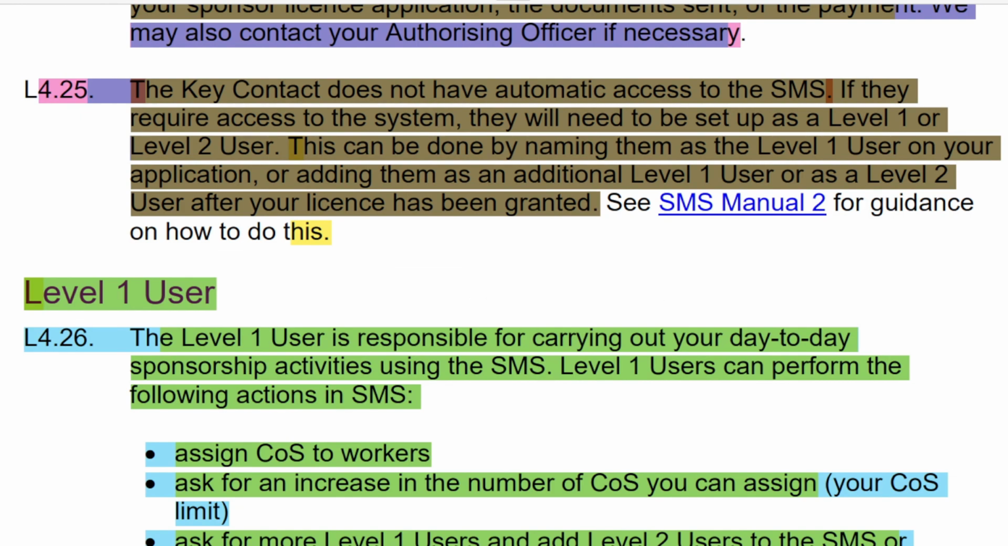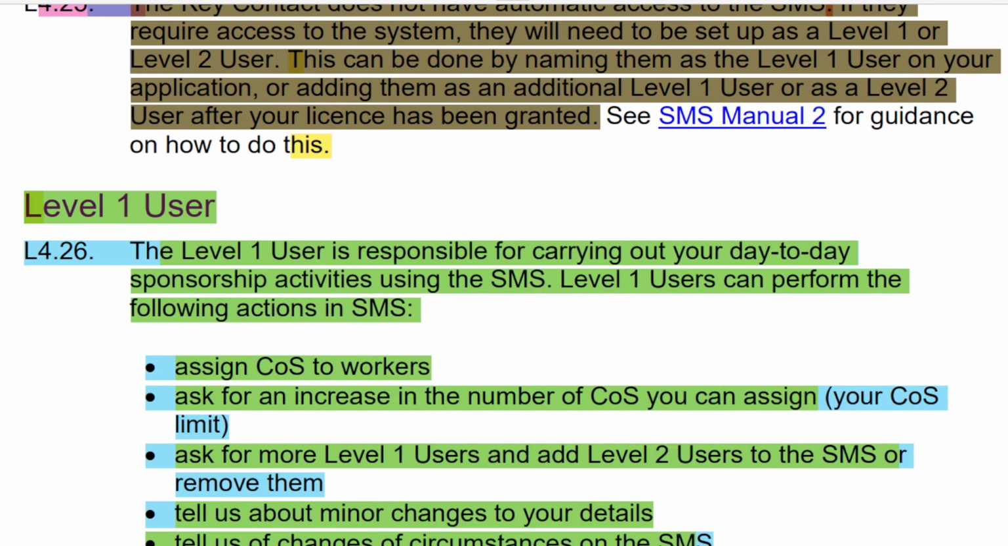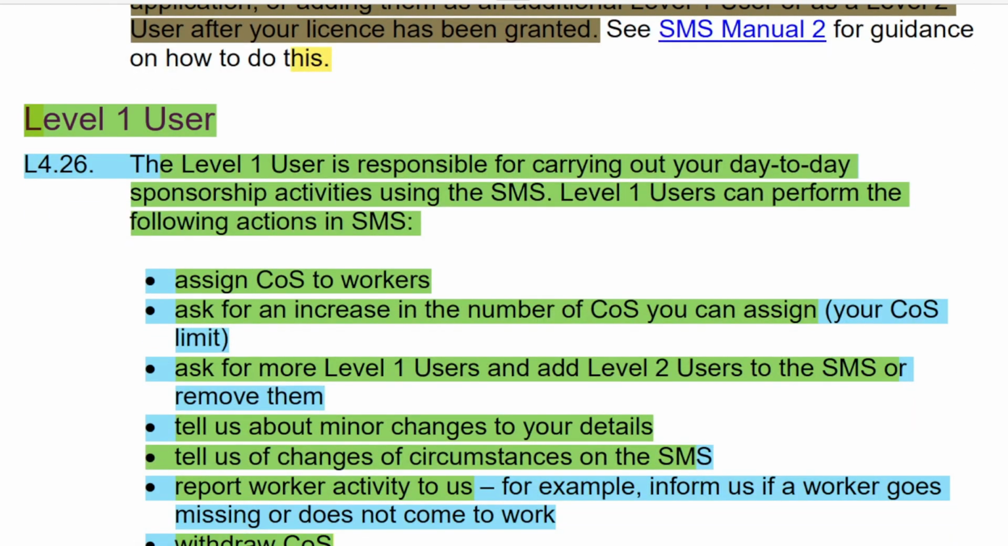For example, you have put the name of the key person on the application, which is a very common mistake. When people apply for the license, they put someone's name as a key contact, and they don't assign them an SMS level. The authorizing officer doesn't assign them access to the SMS system. They don't get the messages from the Home Office, and that's where the confusion comes in. The Home Office revokes the license or penalizes you for that.